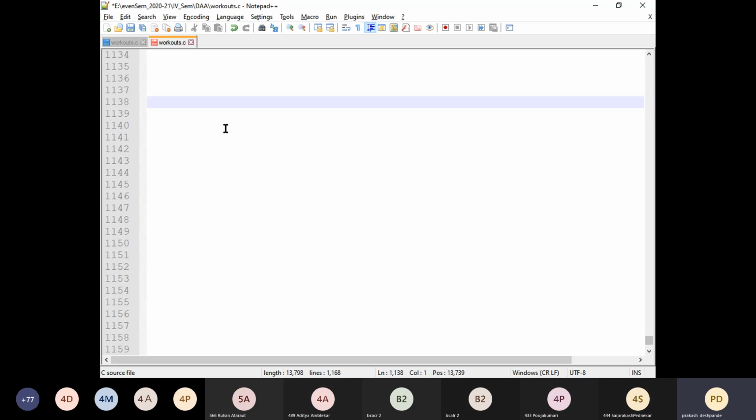Now, the first exercise we will take up, students, is based upon Strassen's matrix multiplication. Consider the first matrix A. Let A be a matrix consisting of 2 and 2 as the elements. This is matrix A. Write it down as per the matrix conventions. You need to put square brackets for both the rows and columns.